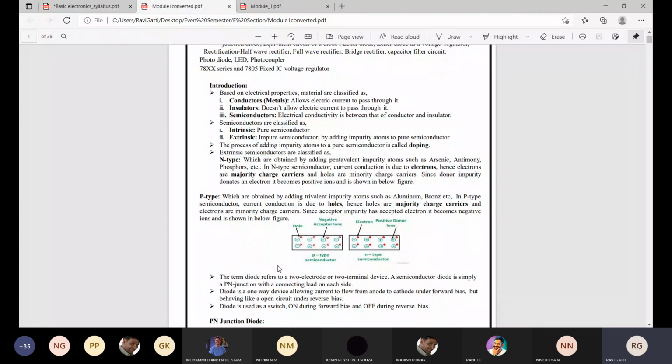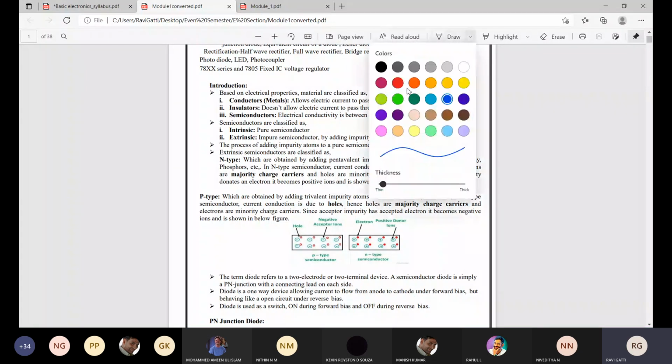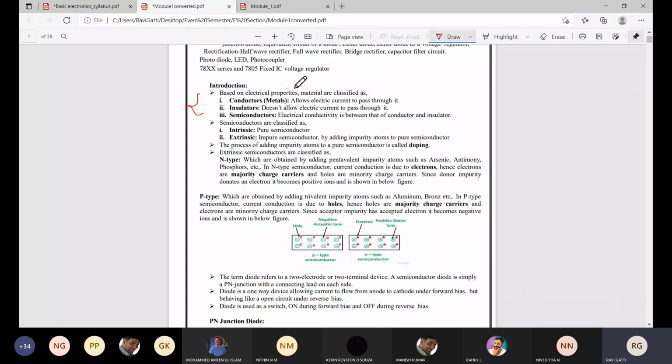To start with the basics, generally we have three types of materials based upon their electrical properties. The first one we call metals, where the flow of electrons will be more. These are the majority charge carriers in the conduction band, that is, a conductor. The second one we call insulators. Insulators are materials that will not pass any electrical signal within them.